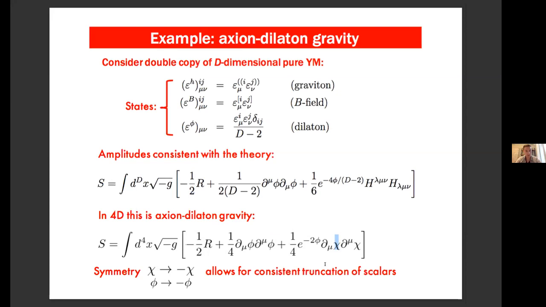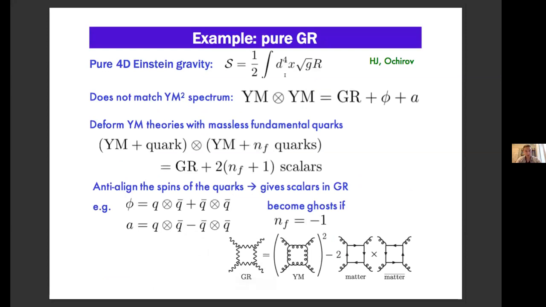However, if you want to get the pure GR theory, we can get it. What we have to do is start with the Yang-Mills times Yang-Mills double copy, which has a dilaton and axion, and then deform each side. The way we deform it is by adding more states, which are just massless quarks. We add them in the fundamental representation because we want to separate them from the adjoint particles, the gluons, right? Then we do the double copy where we match the adjoint particles, and we match the fundamental with anti-fundamental. And then we get gravity plus a certain number of scalars.